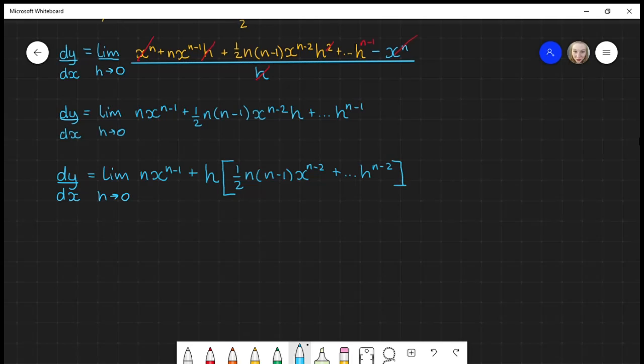As h tends to 0, everything inside the bracket here is just going to be 0. Therefore, the differential for a function x to the power n is nx to the power of n minus 1. This is our first elementary derivative.